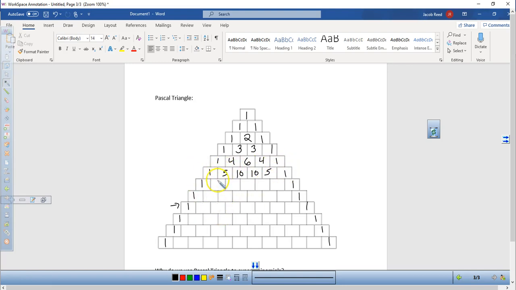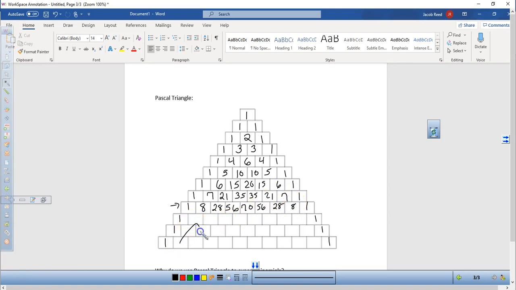All right, I'm going to go ahead and fill in the rest of these real quick, since I think you got the idea. 15, 20, 15, and 6. Here we have 7 and 21, 35, 35, 21, and 7. I'm just going to fill in the 8th row just in case. 8, and we have 28. Here we've got 56, 70, 56, 28, and 8.